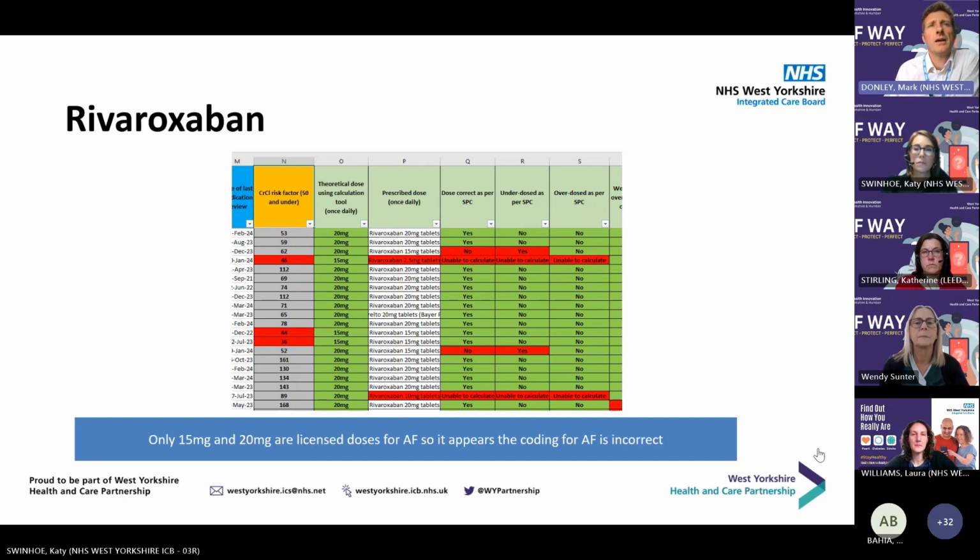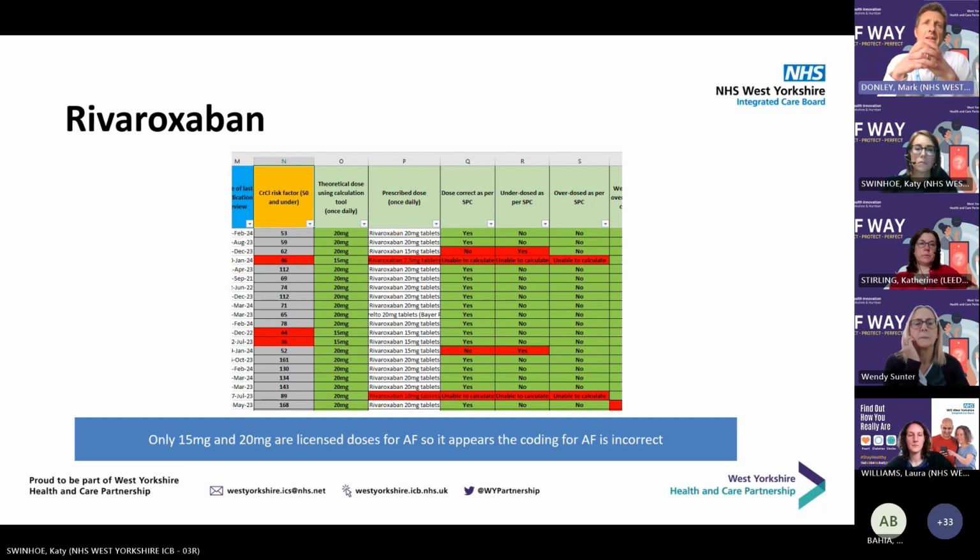So this is showing the rivaroxaban sheet, and for rivaroxaban there's only one risk factor, which is creatinine clearance. What I'm just showing here is that we've got some data for patients who are not getting prescribed rivaroxaban for atrial fibrillation, because one of these is on 2.5 milligrams, another one's on 10 milligrams.